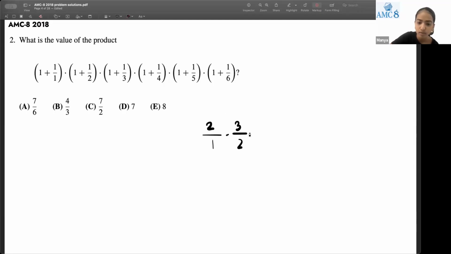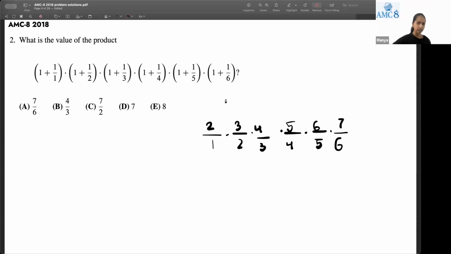So 2 over 1 times 3 over 2 times 4 over 3 times 5 over 4 times 6 over 5 times 7 over 6. And we stop here because it doesn't say dot, dot, dot, which would mean keep going on. It just stops at 1 plus 1 over 6, which is equal to 6 over 6 plus 1 over 6, which is equal to 7 over 6.